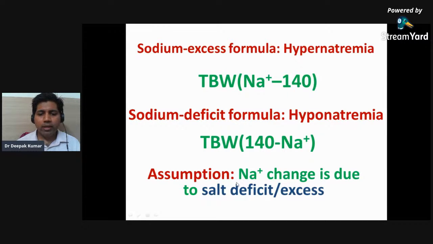Okay. So what is the assumption? The assumption that we make here is that the patient is presenting with hyponatremia or hypernatremia only because there is salt deficit or salt excess, with total body water remaining constant. That is one assumption for this formula. So any patient comes to you, you find this patient to be in hyponatremia or hypernatremia. When you are trying to identify how much deficit or gain of sodium there is in the patient, the assumption is that the water inside the patient, the total body water, is constant.